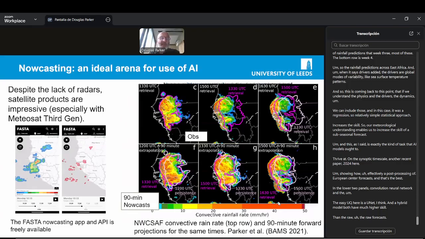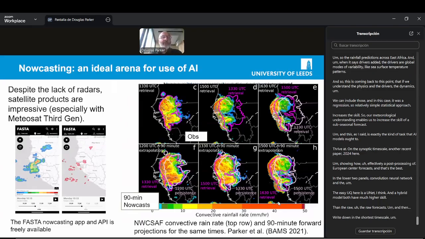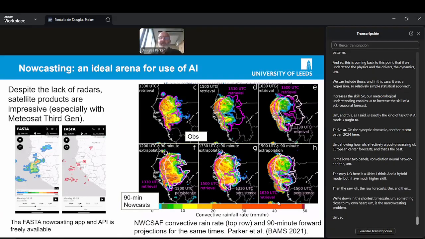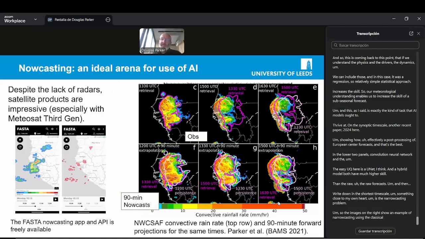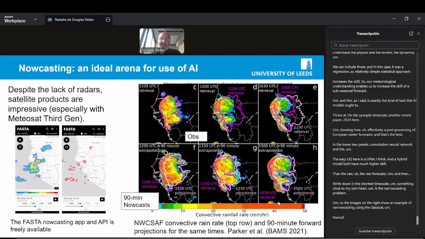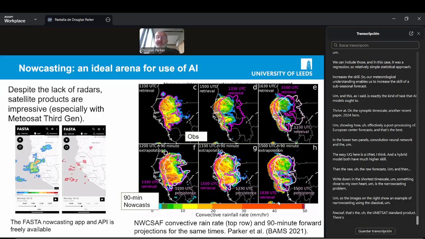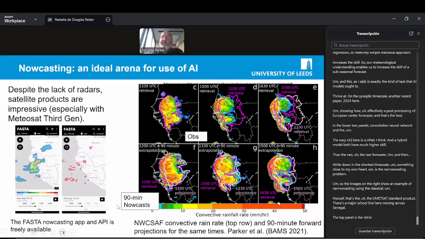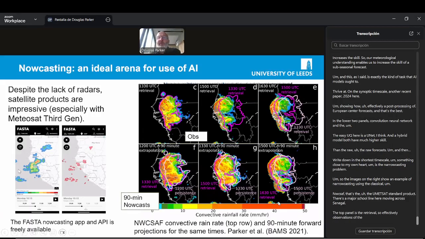And then right down in the shortest timescale, something close to my own heart, is the nowcasting problem. So the images on the right show an example of nowcasting using the classical NWCSAF. That's the EUMETSAT standard product. There's a major squall line here moving across Senegal. The top panel is the retrievals, so effectively observations of the rainfall, convective rain rate.